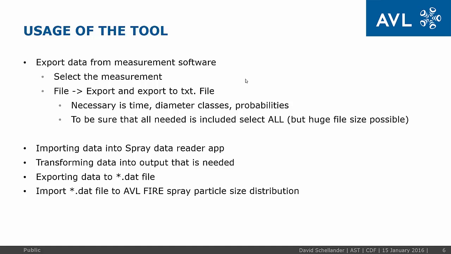Then transform the data into the output that you want to have, so volume weighted or number based weighted, export it to a DAT file and import this at AVL fire spray particle size distribution at a position where you can insert a table.